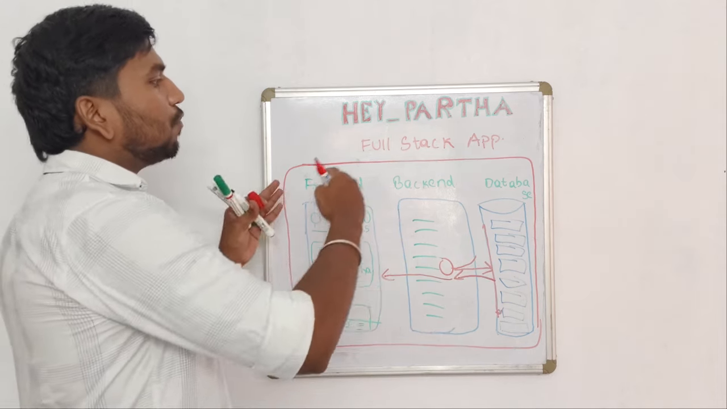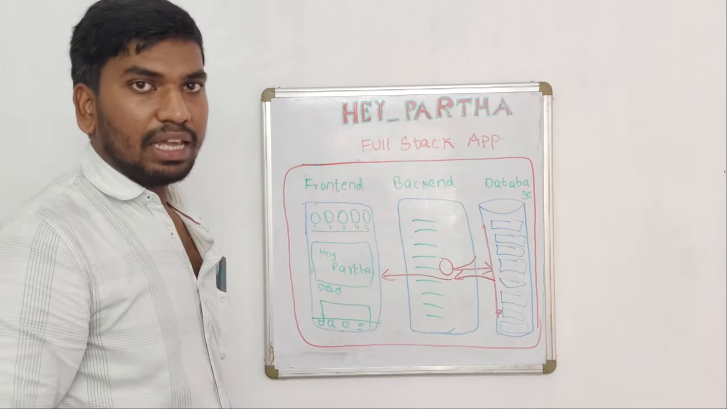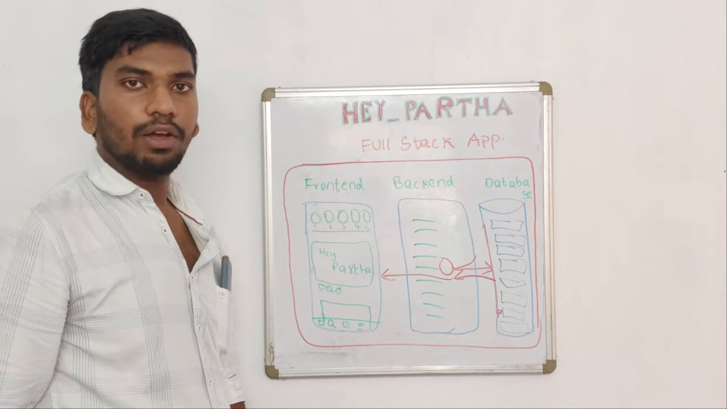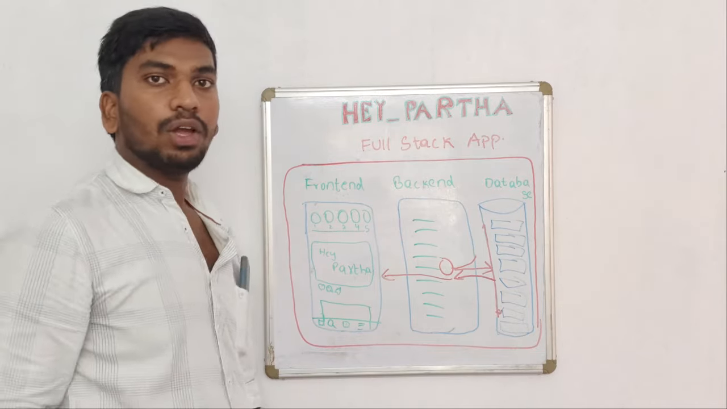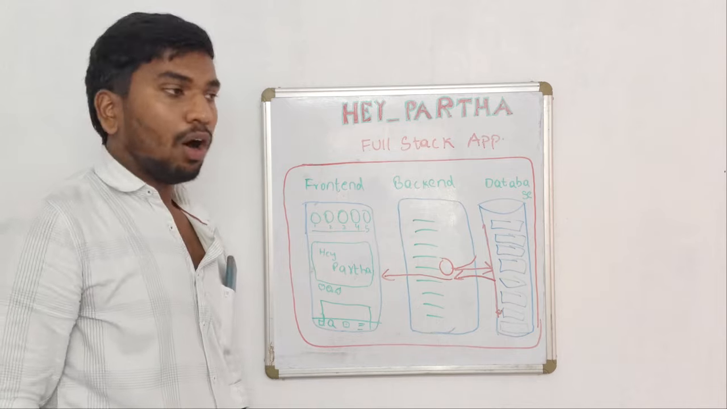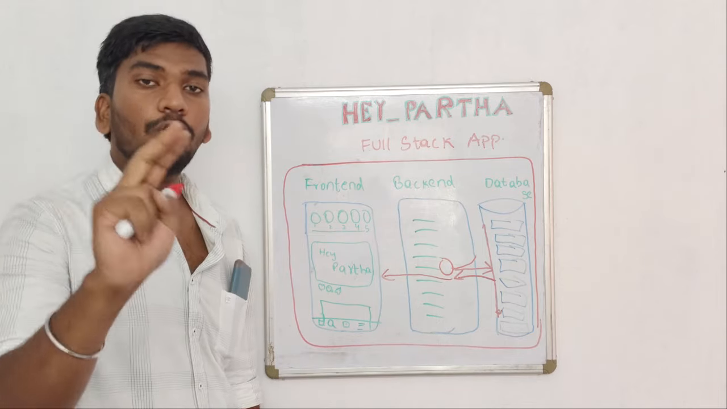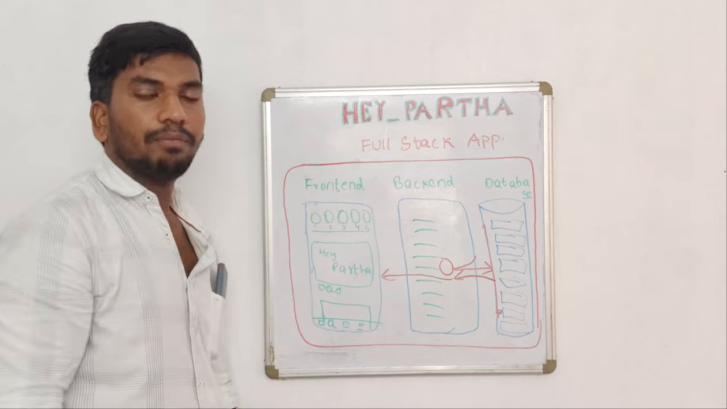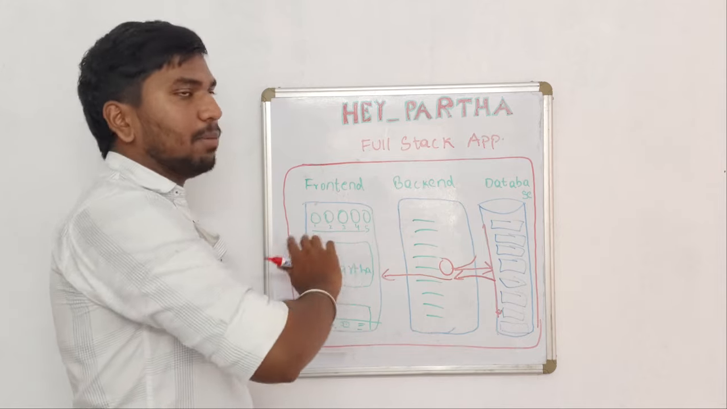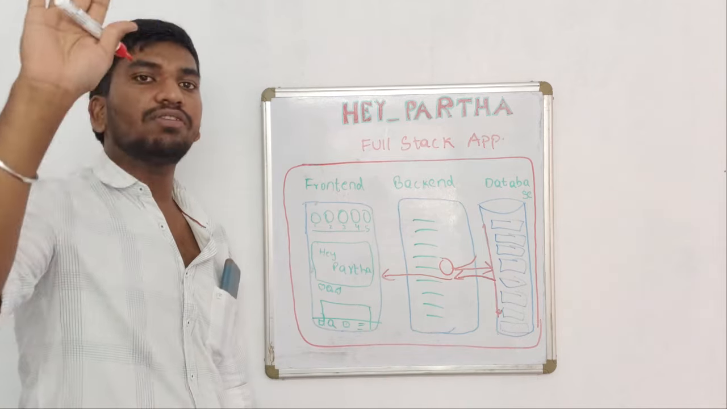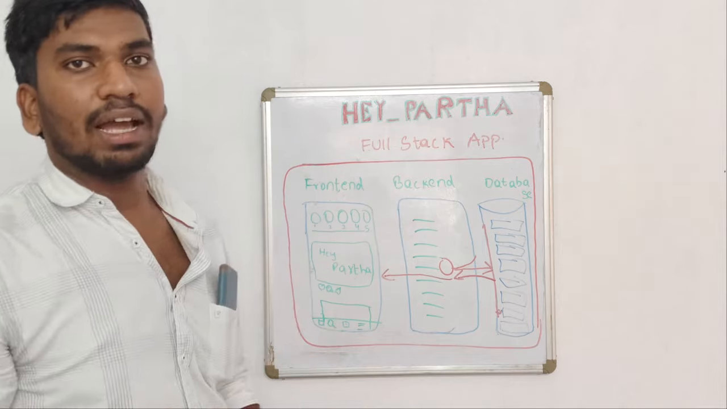So learning full stack development means you have to learn front end, you have to learn back end, and you have to learn database. After learning these three, you should know how to connect the front end, back end, and database. If you can achieve that, you can build any full stack application on your own. By your own, you can create.